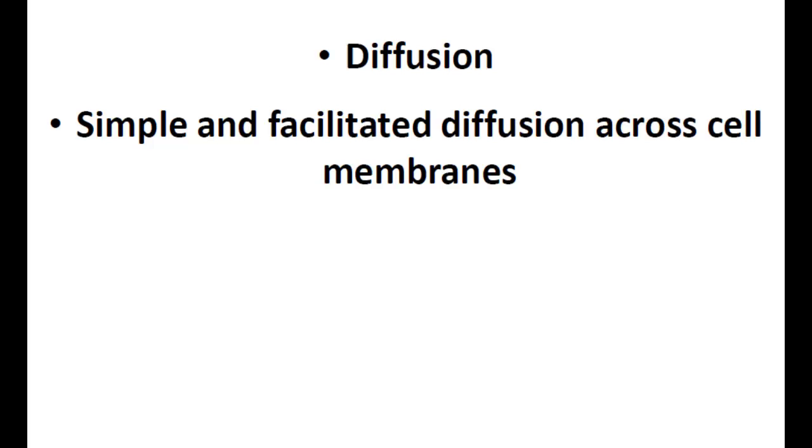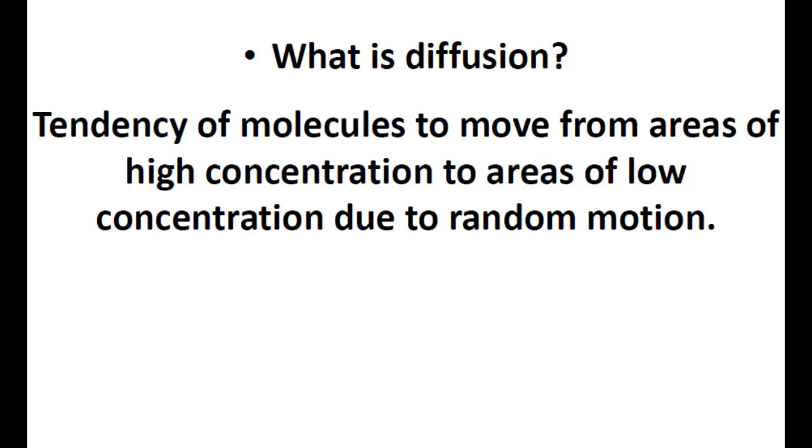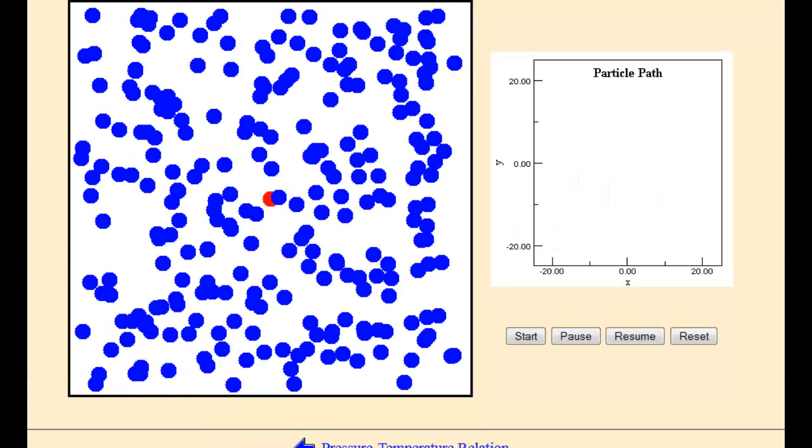In this video, I'll talk about what diffusion is and the difference between simple and facilitated diffusion across the cell membrane. First, what is diffusion? Simply put, diffusion is the tendency of molecules to move from areas of high concentration to areas of low concentration due to random movement. To visualize this, let's look at a simulation by David Blausch.